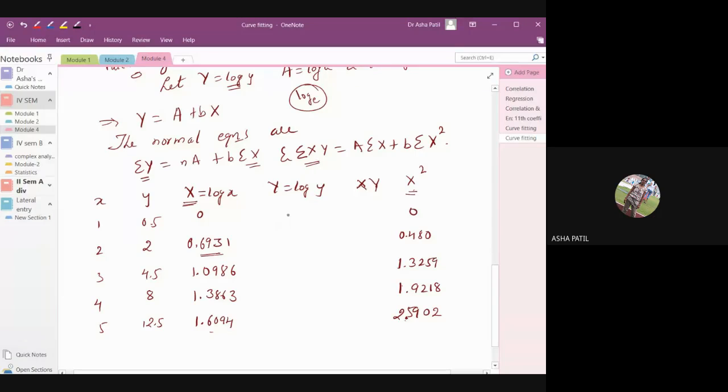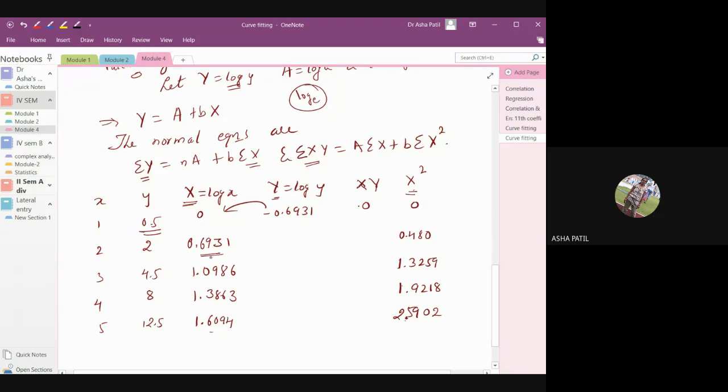Now go for your y. Log of 0.5. LN you have to put. Remember it. Minus 0.6931. So once you have got the value of this y, multiply it by x and fill the next column. It's 0 here. Okay.